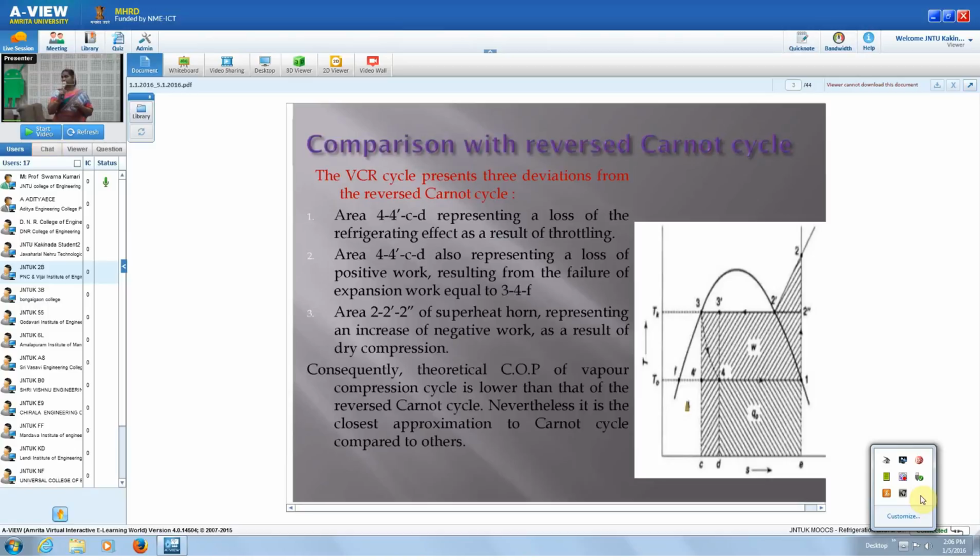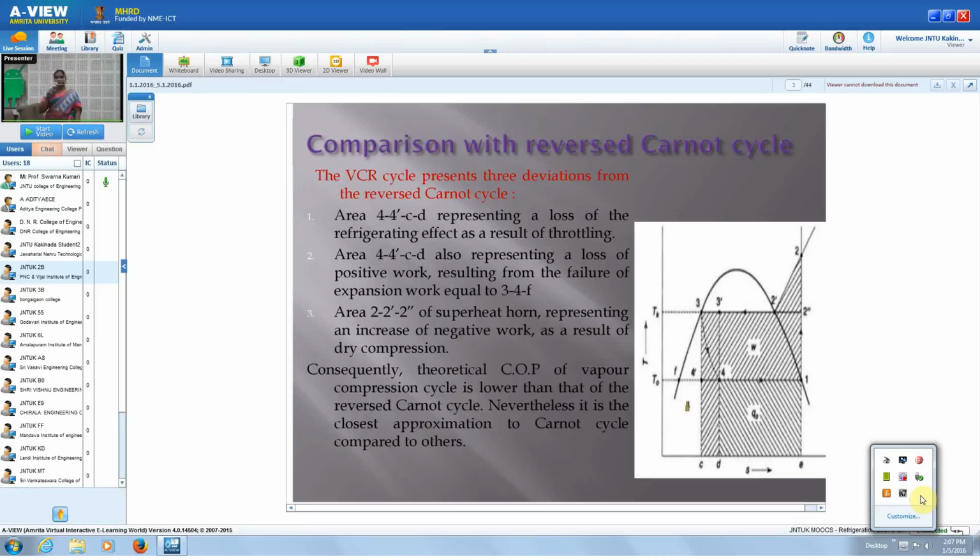And we have seen the variations from the reversed Carnot cycle also. The reversed Carnot cycle is the ideal cycle, which is not possible practically, but the coefficient of performance of the reversed Carnot refrigerator will be maximum. Whereas the vapor compression refrigerator coefficient of performance will always be lower than the reversed Carnot cycle, but it can be up to 0.6 times the COP of the reversed Carnot cycle.